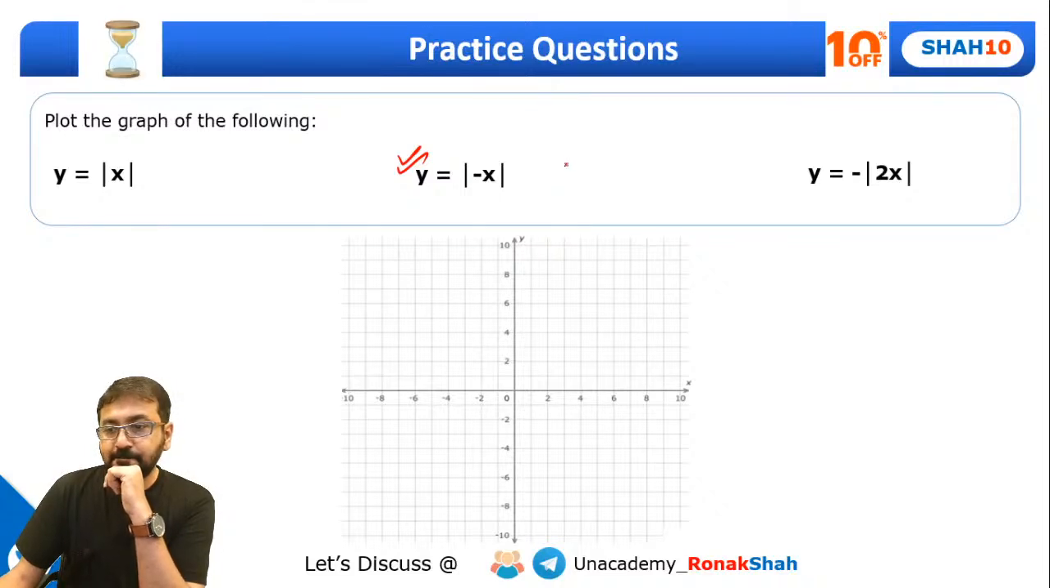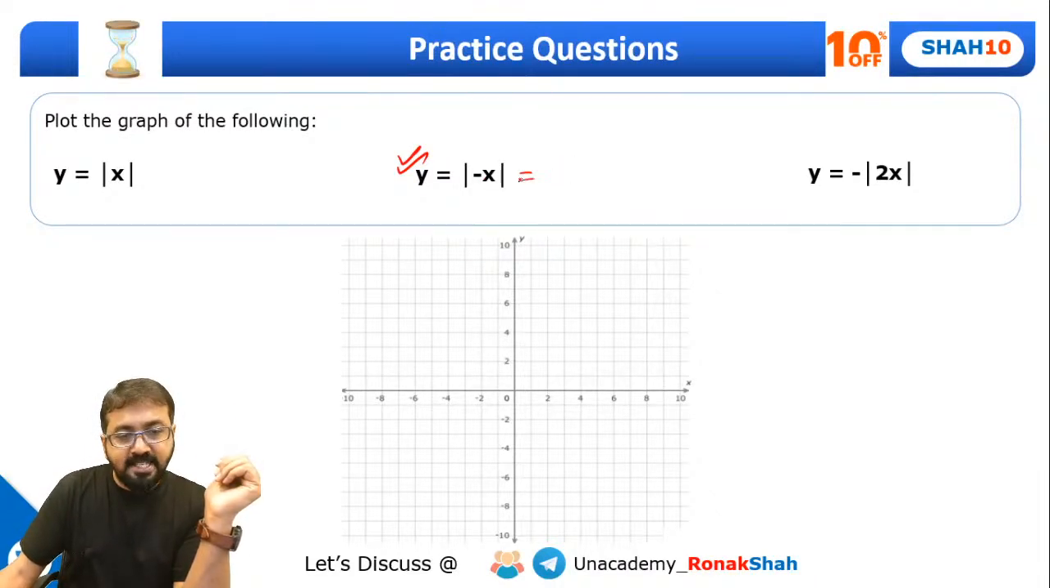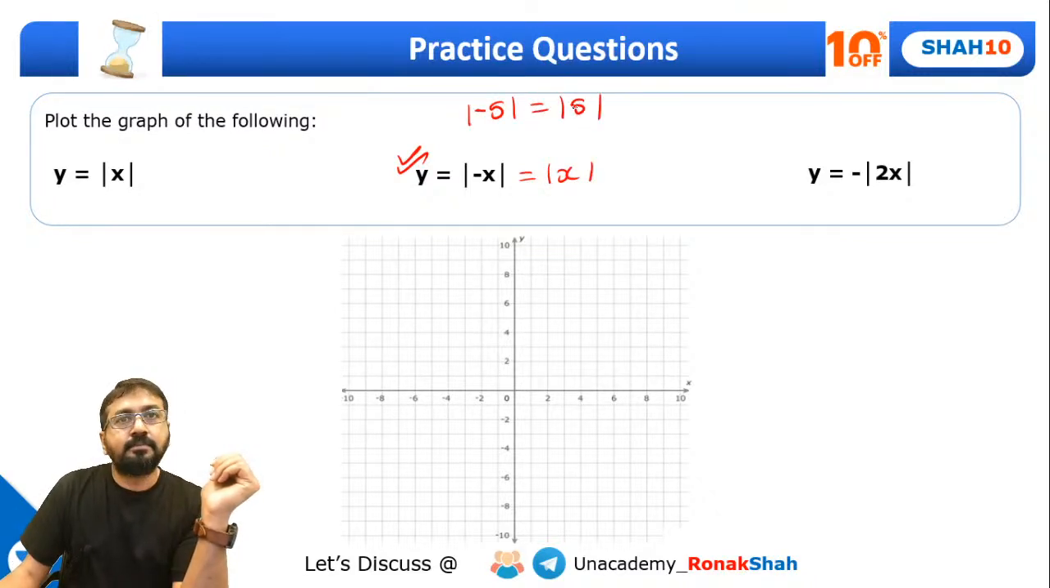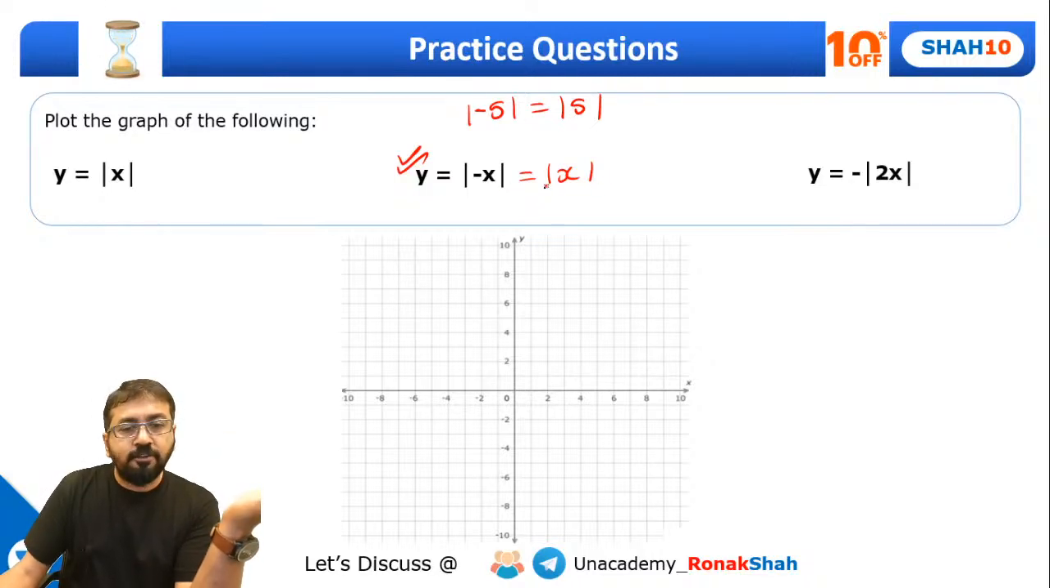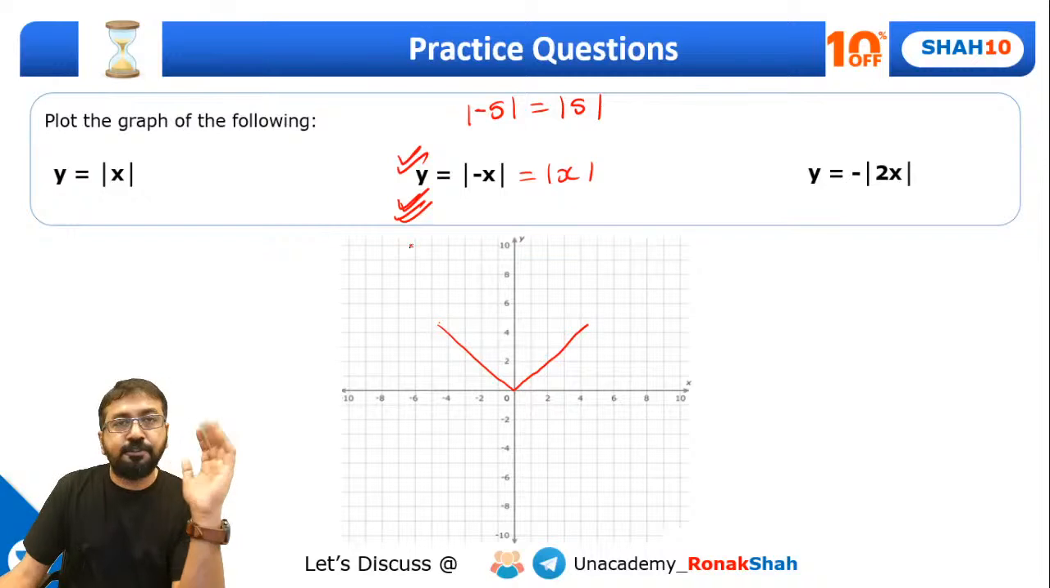Yeah. So guys, the graph will be the same, because mod of minus x is nothing but mod of x. See, for example, mod of minus 5. Can I say it's nothing but mod of 5? It's one and the same, na? So mod of minus x will be equal to mod of x, and the graph will be the same. So for this one also, the graph will be that perfect V. Yeah, this will be the graph even for the second one.